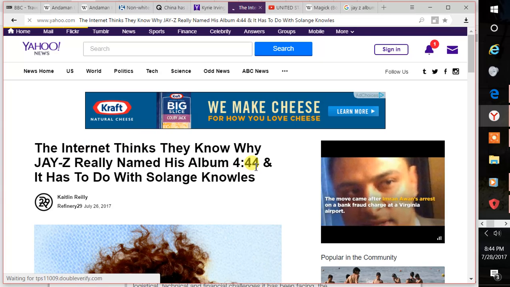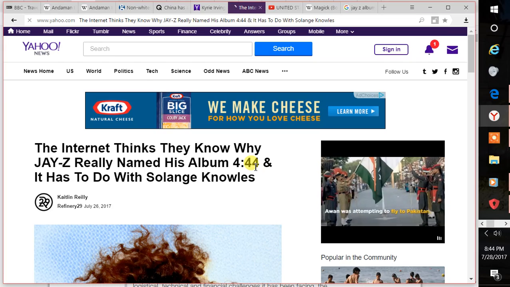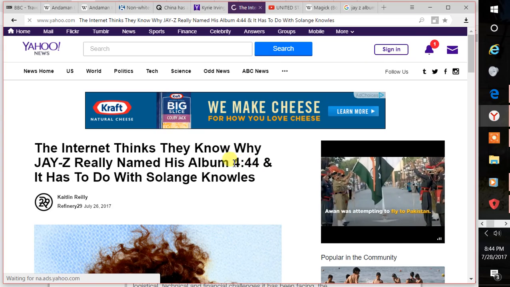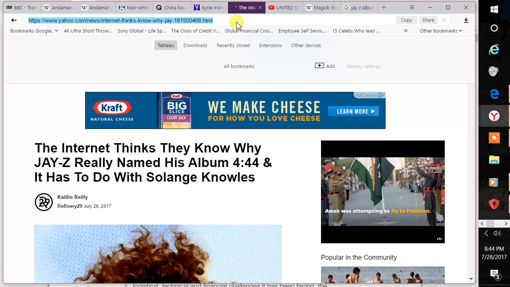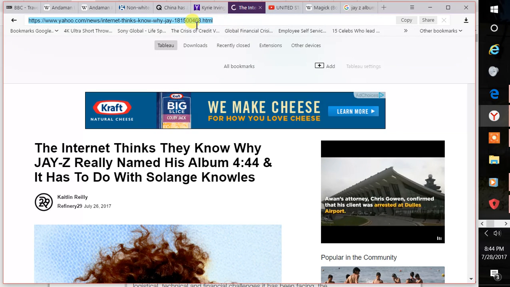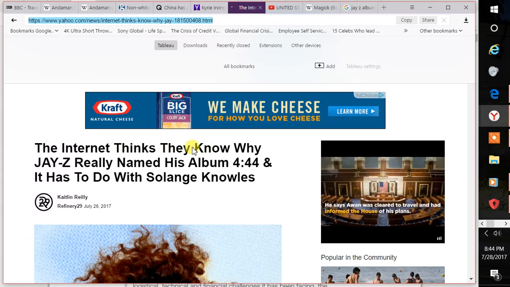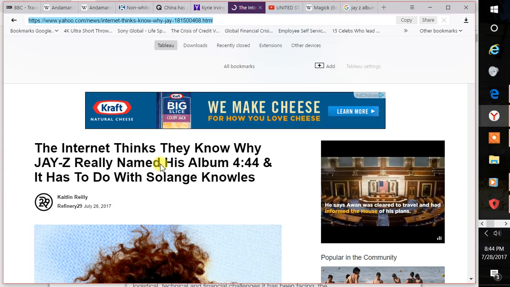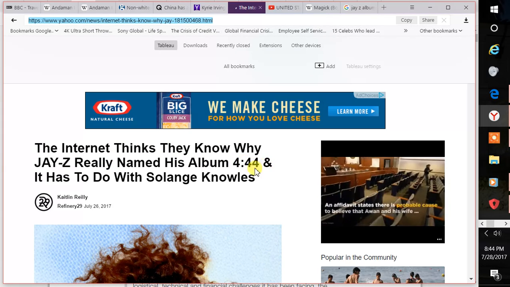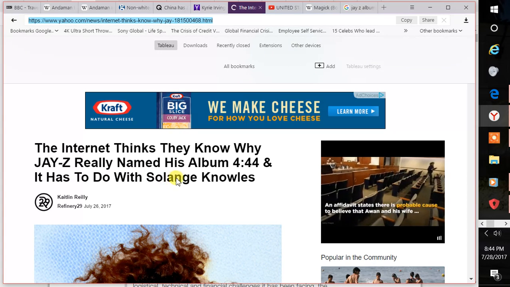And a lot of people were trying to understand why his album is labeled 4.44, right? And as usual, because the Vatican is always behind and all these Freemasonic people, you can actually pause the video and copy out that link right there and go paste it in your browser so you can read up on it. It says here the internet thinks they know why Jay-Z really named his album 4.44, and it has to do with Solange Knowles.